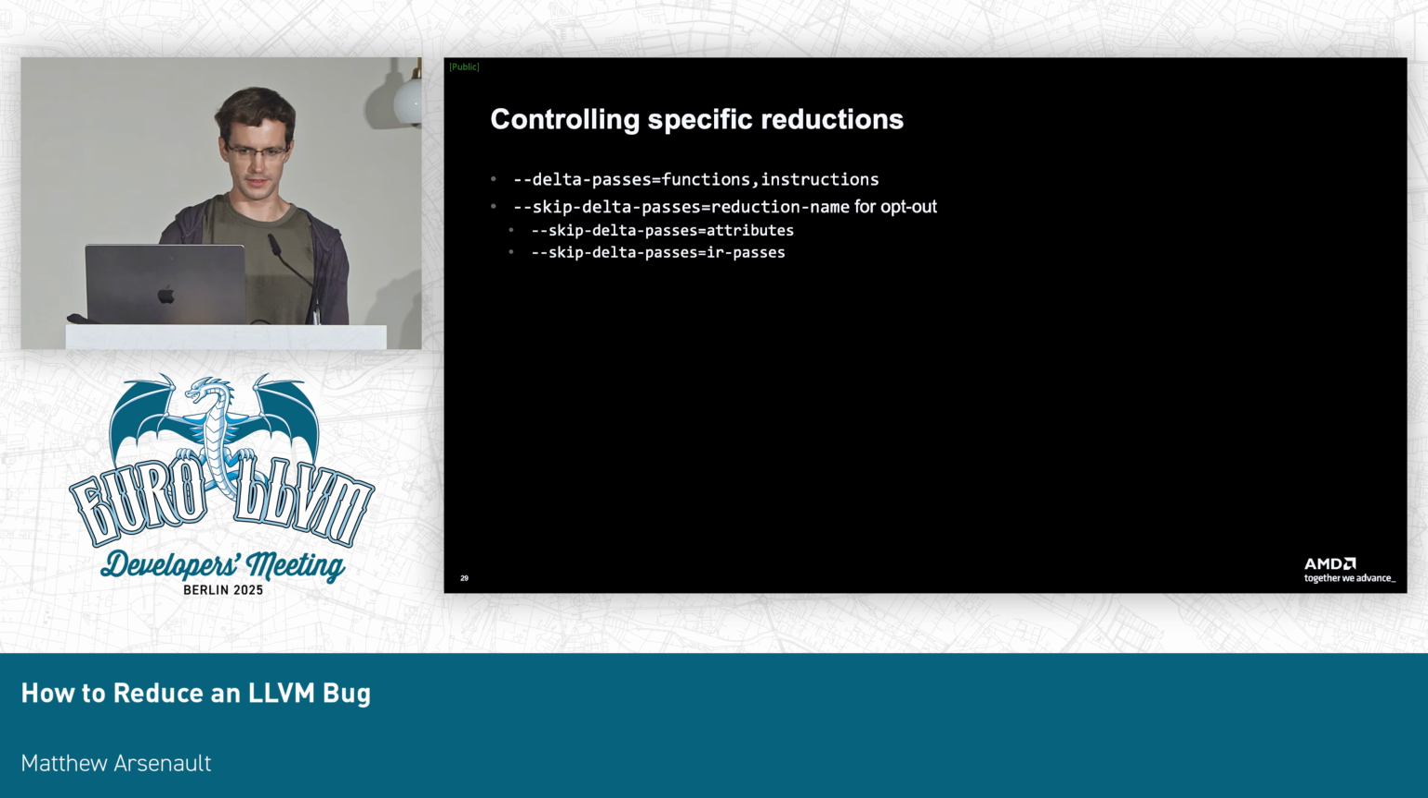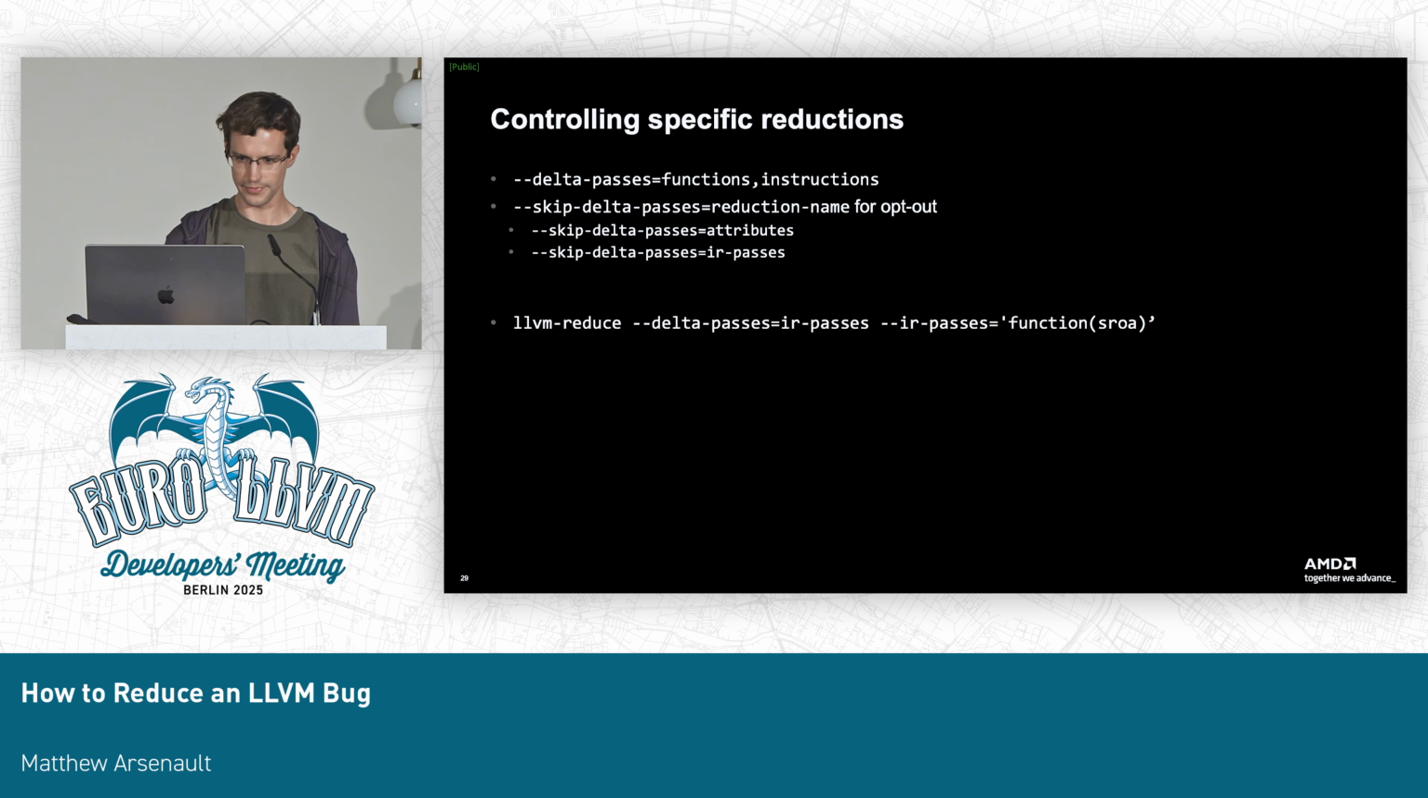Another interesting one you might want to skip is one of the reductions it does, which runs a pass pipeline with some IR passes, but that's obviously a problem. If the problem you're reducing is in one of those passes, llvm-reduce is just going to blow up on that. So it can use skip delta passes to avoid that one too. Or you can restrict that to running specific passes. It's just another option to the IR passes reduction. So you can make that just run SROA and not the others it does, for example.